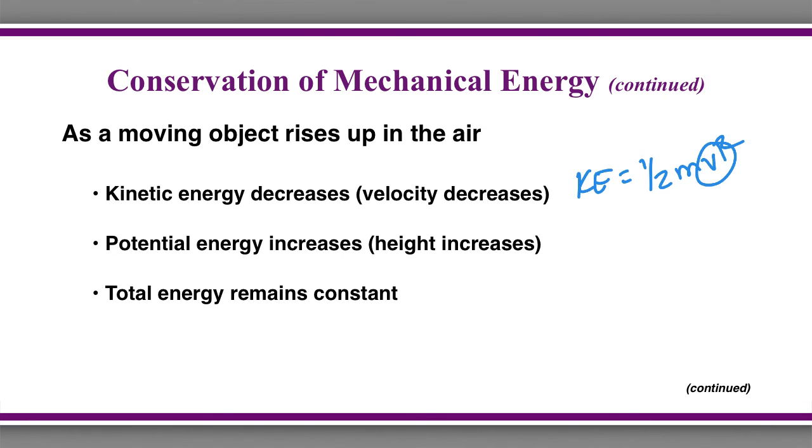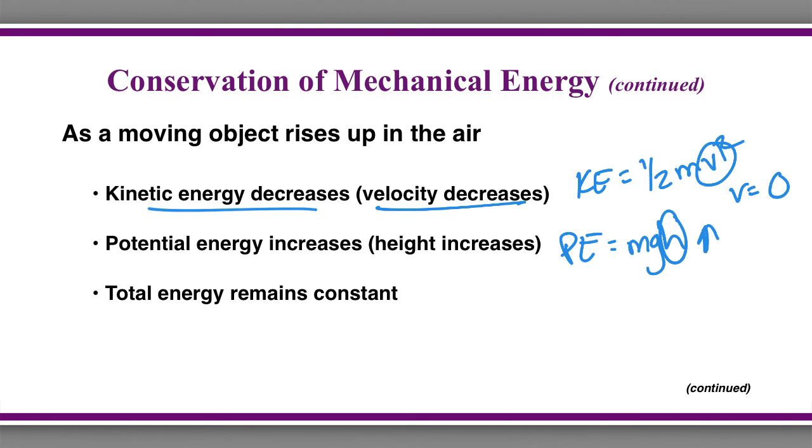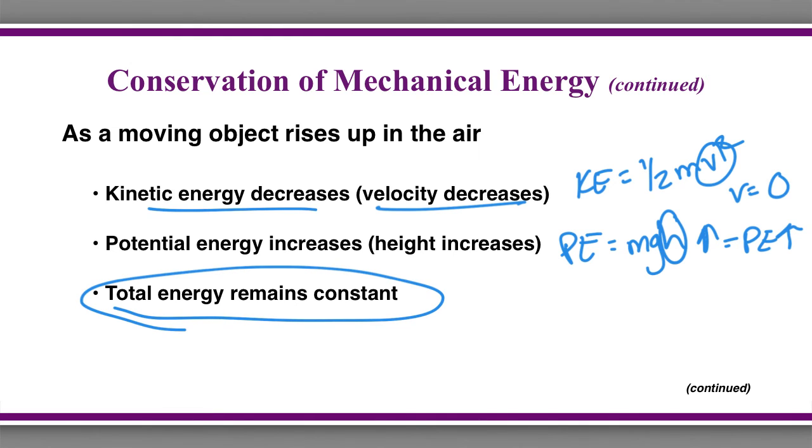So V is going to approach 0, all right? So then your velocity is decreasing, therefore your kinetic energy is decreasing. However, your potential energy is increasing because we know that PE is equal to mgh. So if h goes up, then PE also goes up. So this is just a basic example of how the total energy of the system is going to remain constant as these different independent variables fluctuate.